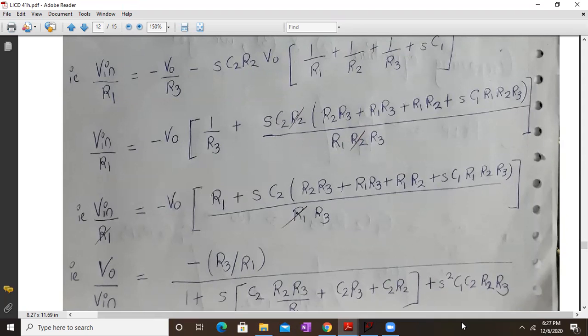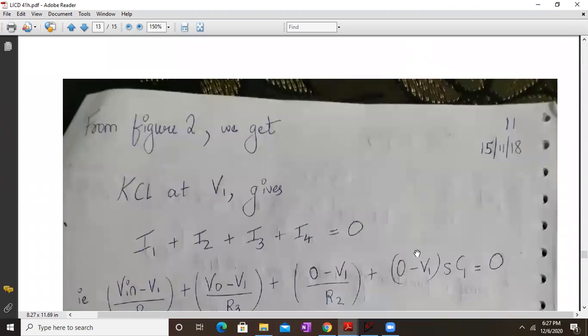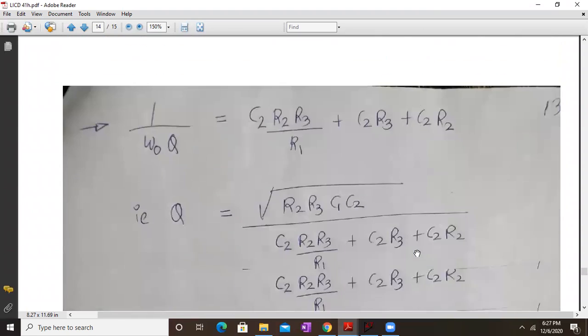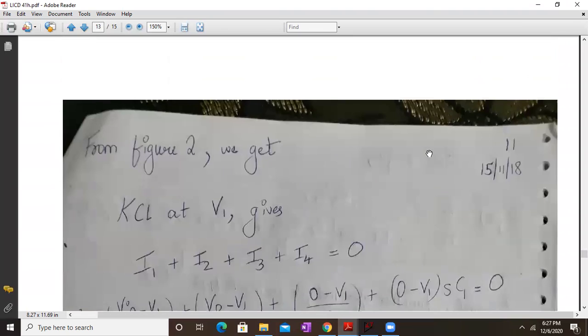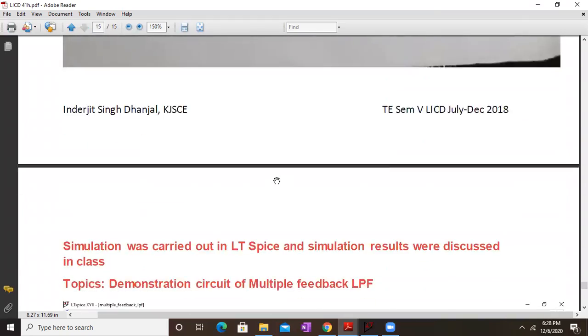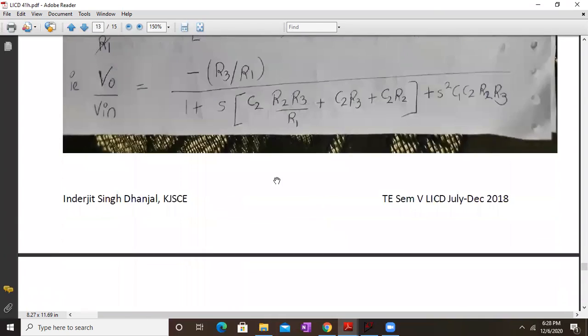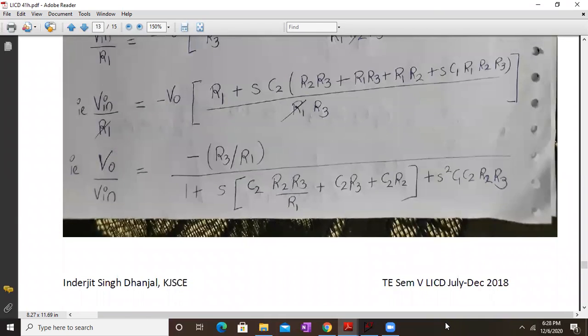Okay, so let's continue. We rearrange the terms, and we finally get an expression of V out upon V in. I guess page number 12 is missing somehow, so I'll get that page back. We have completed up to here. V out upon V in is minus of R3 upon R1 into 1 plus S times C2 R2 C3 upon R1 plus C2 R3 plus C2 R2, bracket close, plus S square C1 C2 R3 R2.